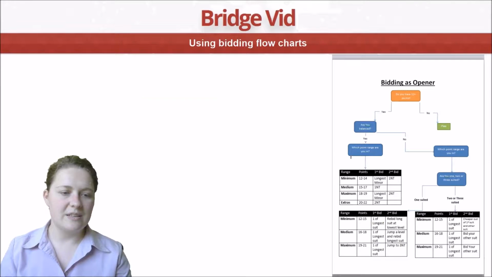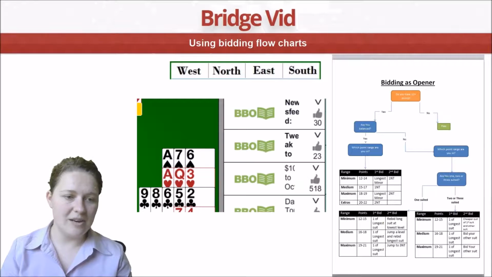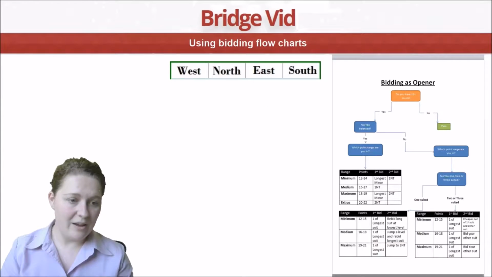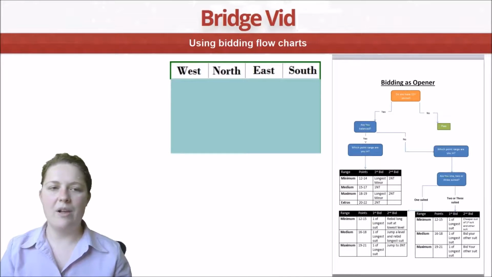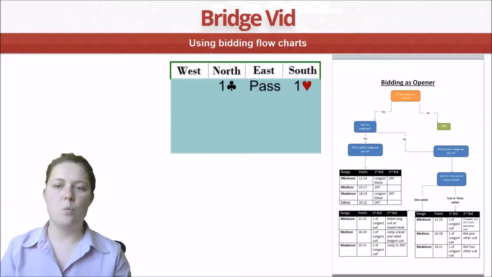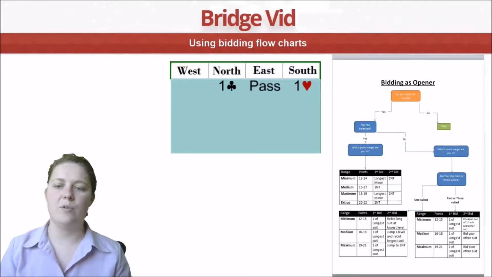Let's consider the situation where you've got a fit with your partner. So what we're looking at here is something like when the bidding goes 1 club by you, because that was your longest minor suit, and your partner bids 1 heart. Here they'd be promising 6 or more points and 4 or more hearts.